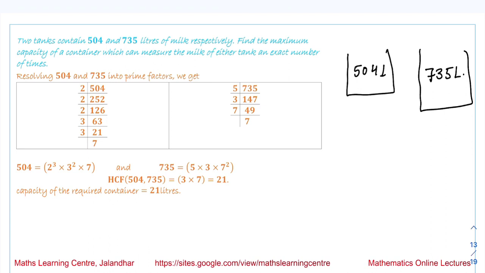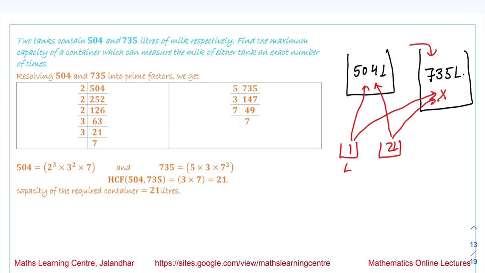So suppose I am saying that we have a container of 1 liter. We can measure the capacity of this an exact number of times. Suppose I have a container of 2 liter capacity. It can measure the capacity of this container exactly, but it cannot measure the capacity of this container, because 735, if we start measuring, finally after 734 we will be left with 1 liter, and we cannot measure this 1 liter with this 2 liter container.